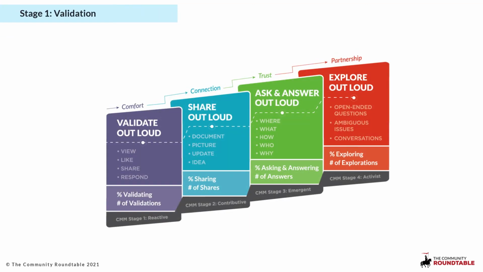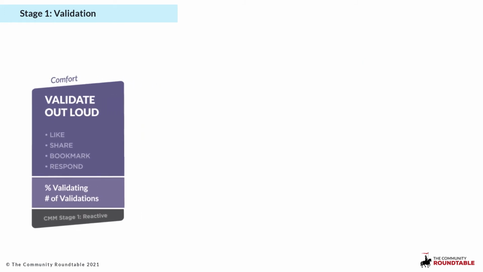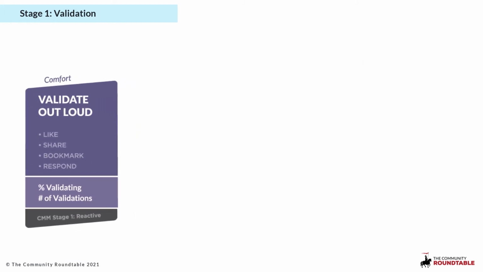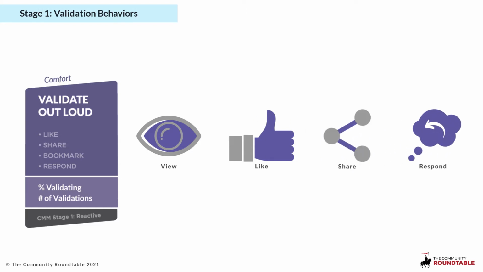The first stage in the framework is the validation stage, which is essentially becoming comfortable with the culture and the community. This is the entry level for member engagement. Members learn the cultural dynamics and mores of the community. They are cautious participants, adding reactive contributions and becoming actively more comfortable in the community. Behaviors in the validation stage include viewing content, liking content, sharing, reposting or forwarding content, and commenting on content.